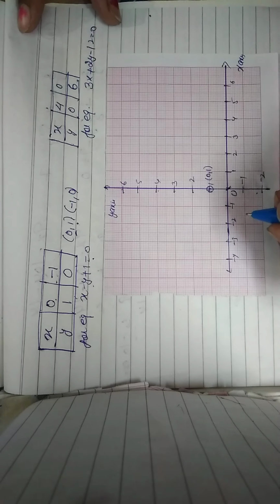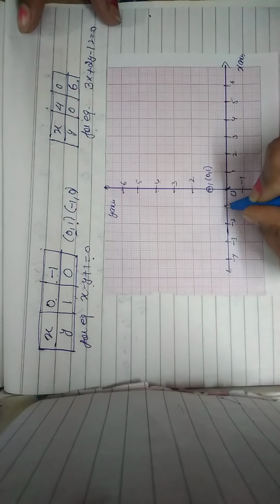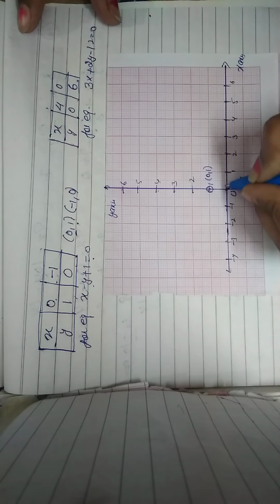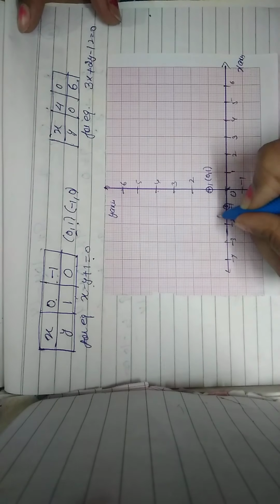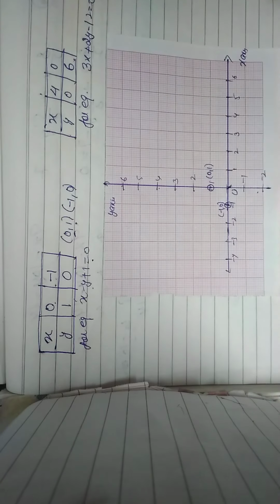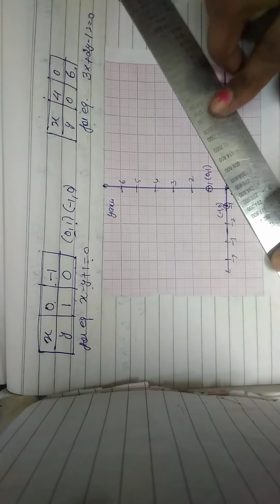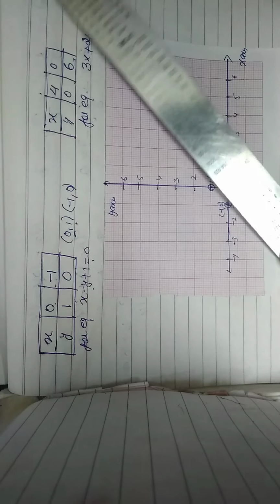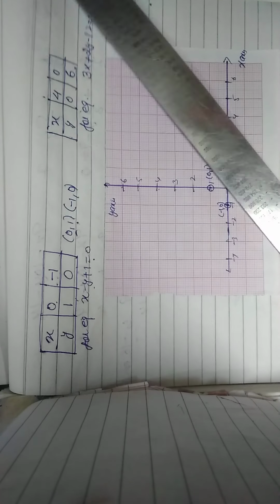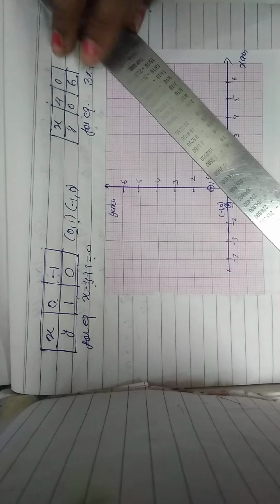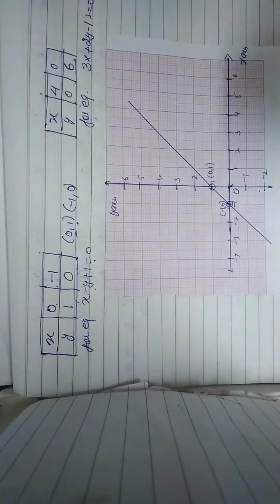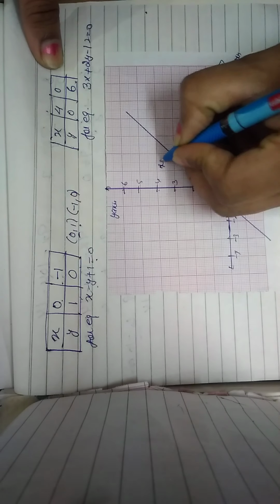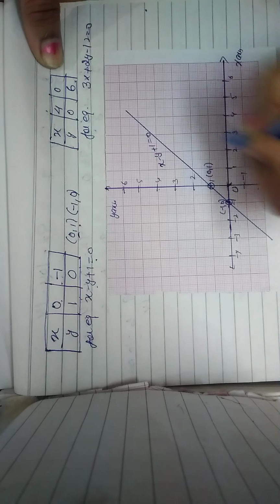Now second, x is minus 1 and y is 0. Y is 0 means it lies on the x-axis. The point is (minus 1, 0). Now draw a straight line through these points, like that. Write down the equation x minus y plus 1 equal to 0.